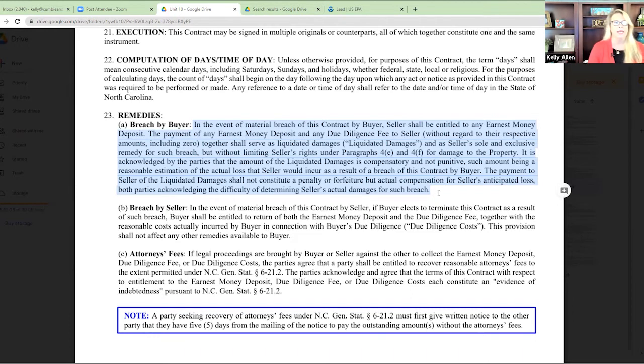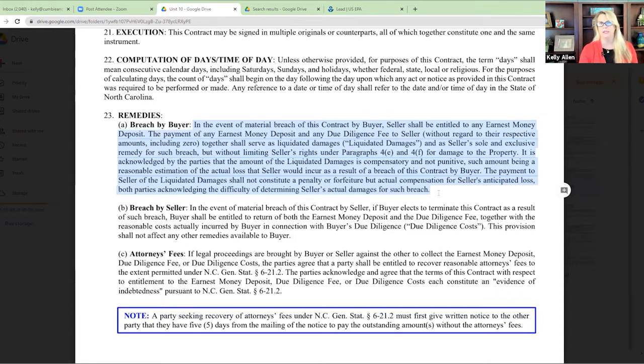And so forth. Now, let's talk about this part about the due diligence fee without regard to their respective amounts, including zero. I get this question a lot. Kelly, tell us about this due diligence fee. First of all, what the heck is due diligence? Well, when we go back into the body of the contract, we're going to read the definition of due diligence coming up.